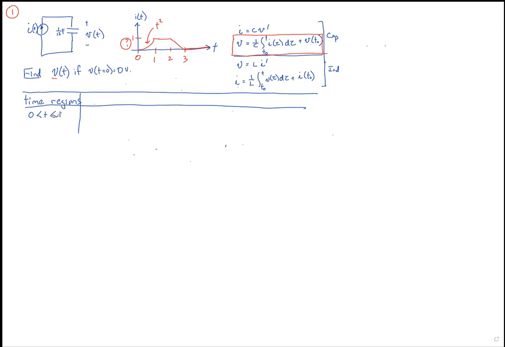Now, again, we don't care about what it is for time less than 0 because what I'm asking you to find is just this voltage and only for time greater than 0. In fact, we can't find it for time less than 0 because we don't know what the current is through it for time less than 0. But for time greater than 0, we do.